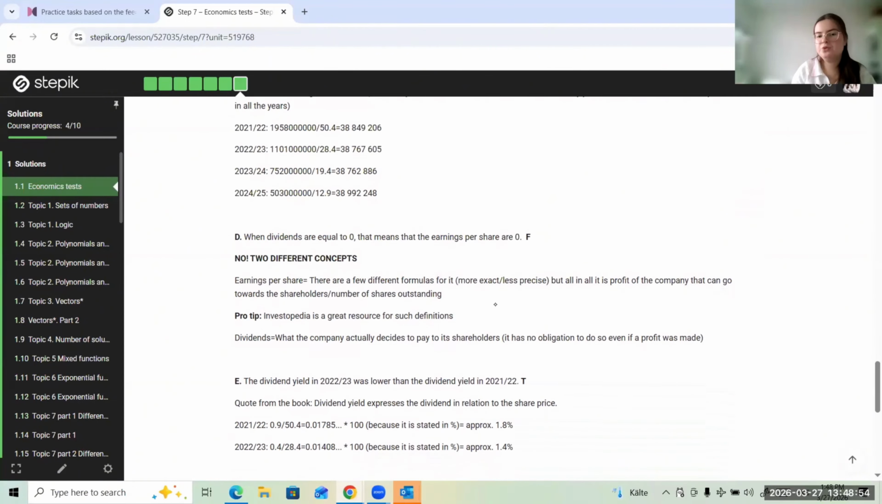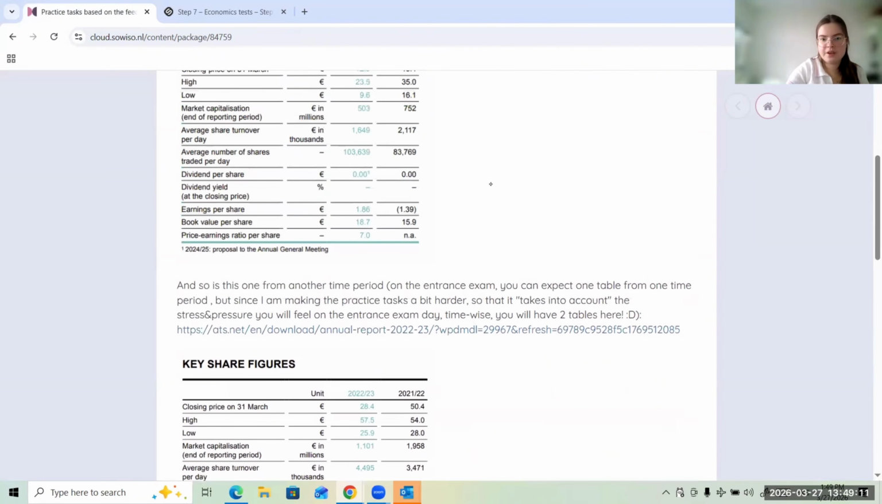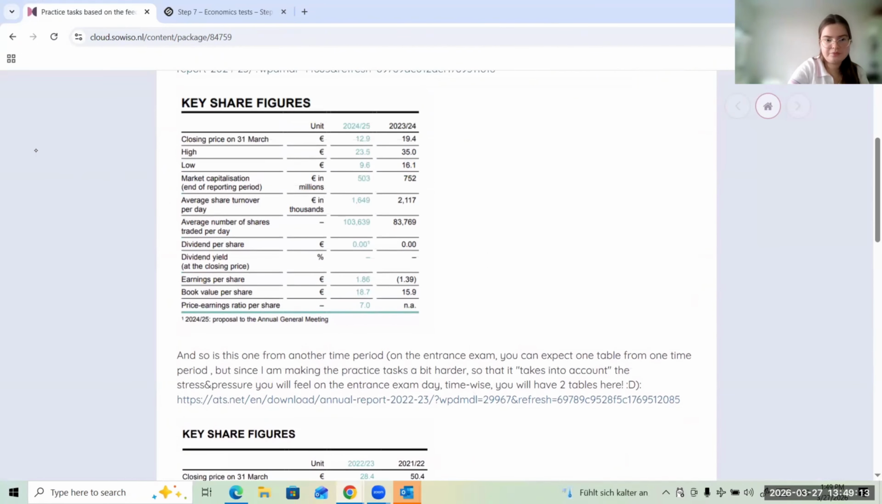Then when dividends are equal to 0, that means that the earnings per share are 0. First of all, two different concepts. In case you didn't know, I will tell you now. And also, in case you don't know that there are two different concepts and you're kind of confused, you can always look at the table and say, hey, here, for example, since it's a real example, you have dividend per share being 0, and the earnings per share were not 0.